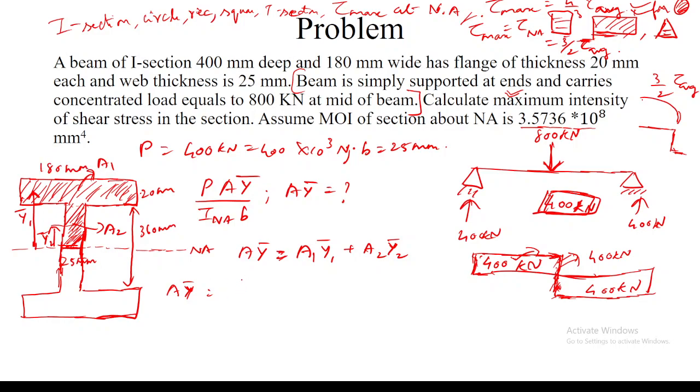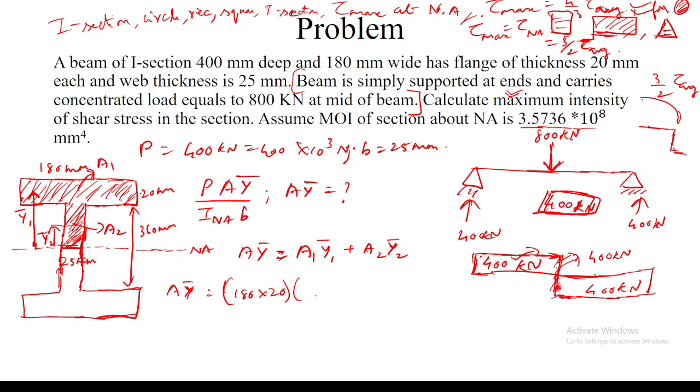So A Y bar is equal to, what is A1 here? Area of flange, 180 into 20. So A1 is nothing but 180 into 20.